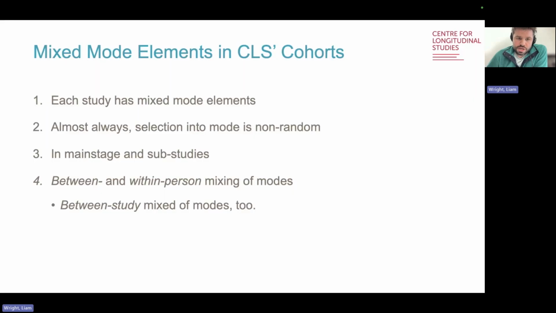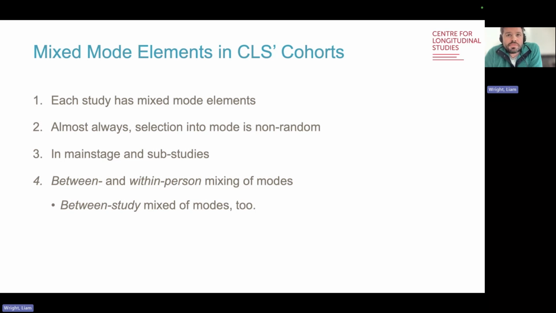Okay, so some further background. As I say, we're not going to go through every single piece of information from the guidance. We're just going to try and focus on some key takeaways. There are many mixed mode elements within CLS's cohorts. The first thing to note is that each study has had some mixed mode elements. Usually selection into mode is non-random. So there's some element of the people who answer in different modes being different between those modes.